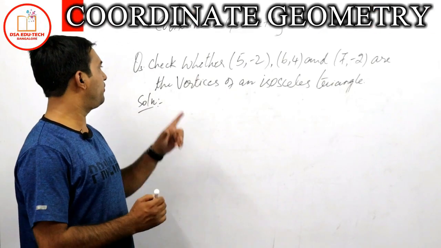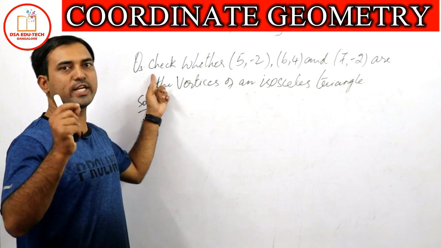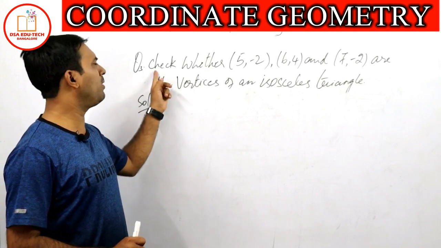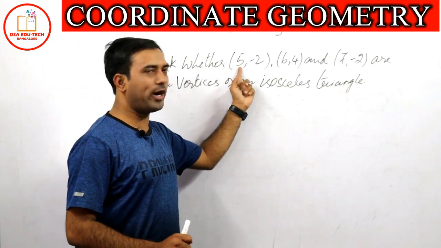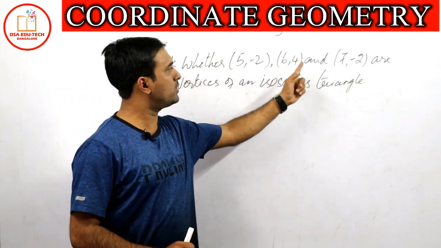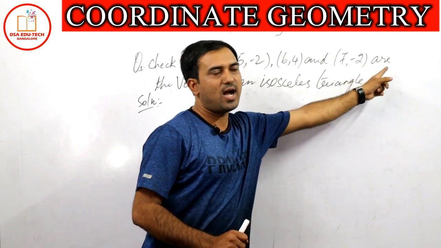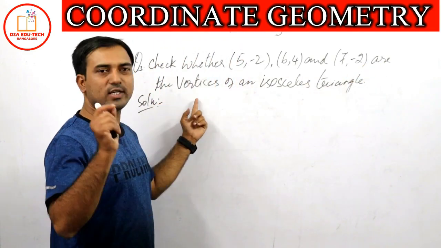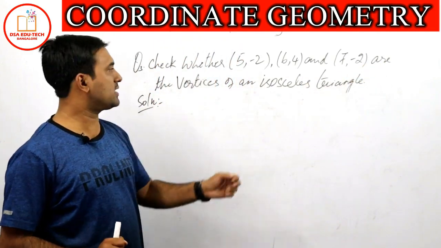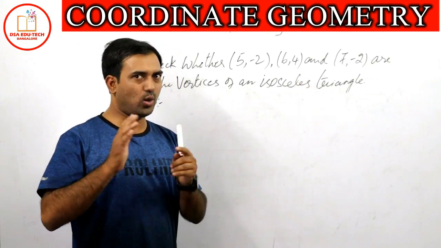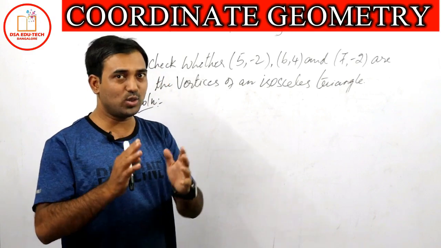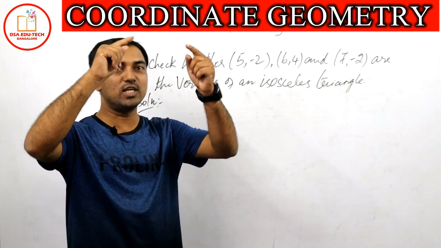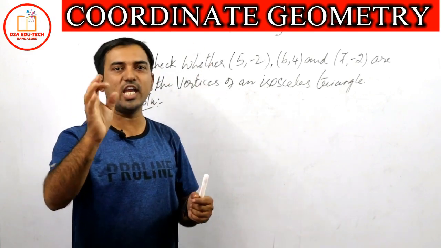So this is the third problem with respect to distance formula. Problem is simple. Check whether the given three points are the vertices of an isosceles triangle. So we know what an isosceles triangle is. Isosceles triangles are those triangles in which two sides are equal.